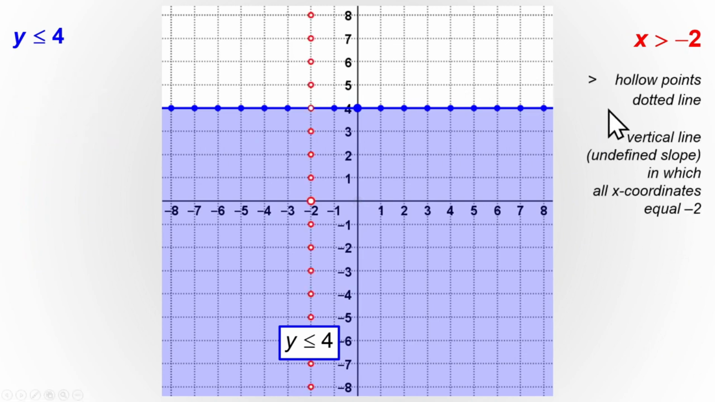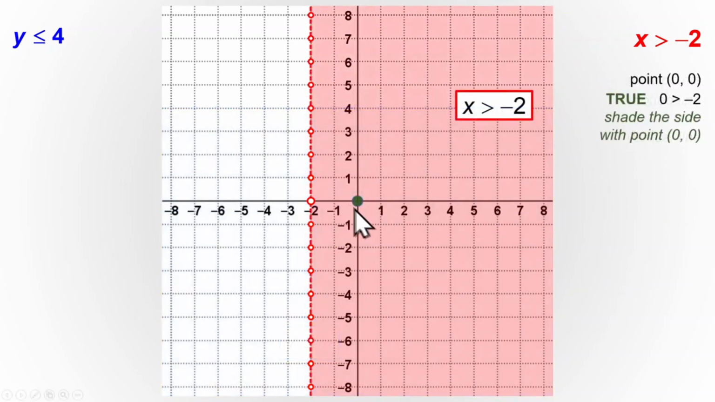Because this has hollow points, being that it is greater than, we'll need a dotted line. We'll graph that dotted line with all these points because it's a vertical line. It's got undefined slope, and all the x-coordinates are -2, so there it is. There's our graph. Let's go ahead and pick 0, 0 again because that point happens not to be on there. If I go 0 is greater than -2, that's a true statement. So, yep, we're going to shade the side with 0, 0.